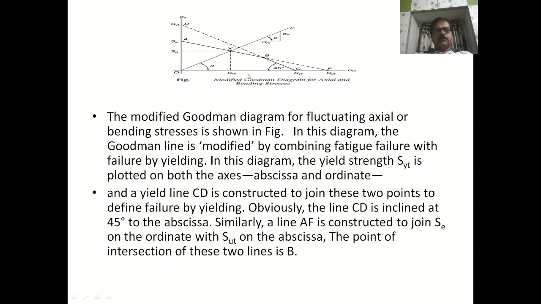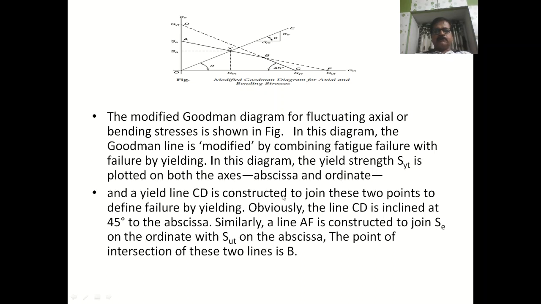Here you can see the modified Goodman's diagram for axial and bending stresses. The modified Goodman's diagram for the fluctuating axial or bending stresses is a combined form of fatigue failure and failure by yielding. In this diagram, the yield strength SYT is plotted on both the axes, on the y-axis as well as the x-axis, ordinate and abscissa.